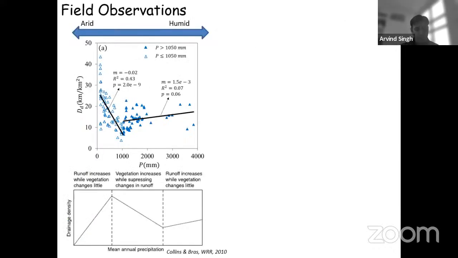So drainage density has been used as an important geomorphic feature to understand the response of climate on landscape. However, drainage density exhibits a U-shape type of behavior with increasing precipitation. So for example, drainage density has been shown to increase with increasing climate and also with decreasing climate.